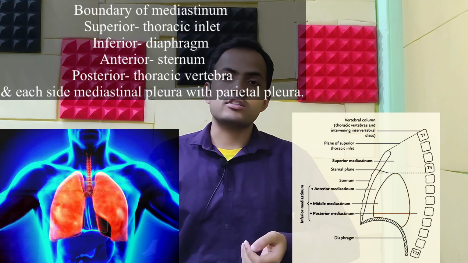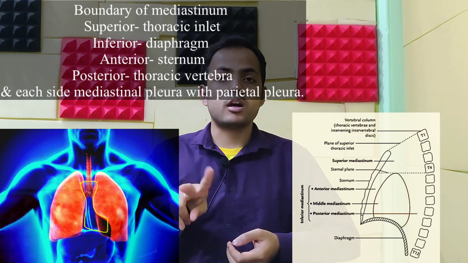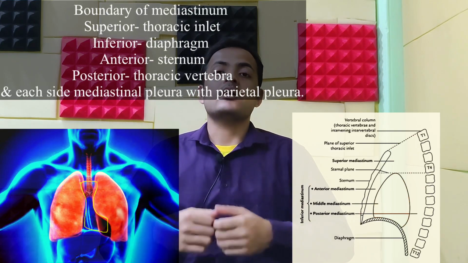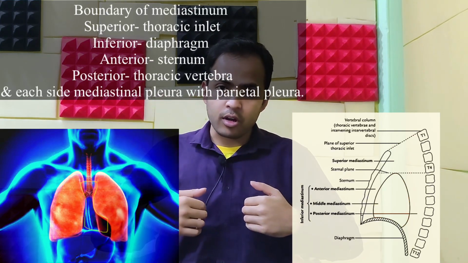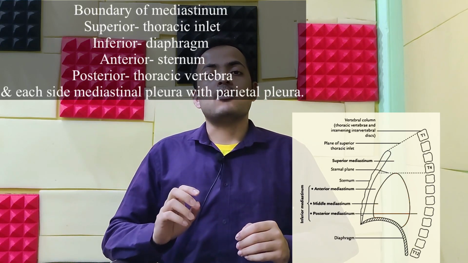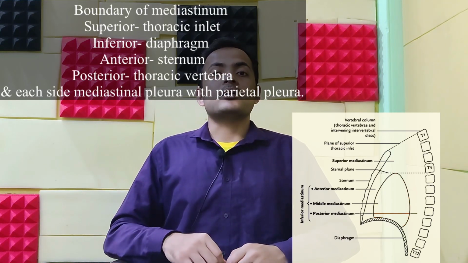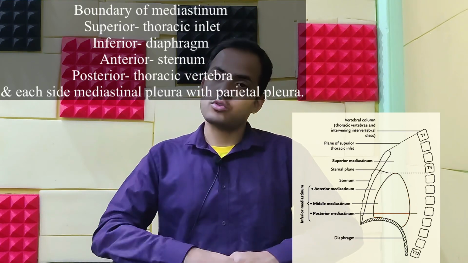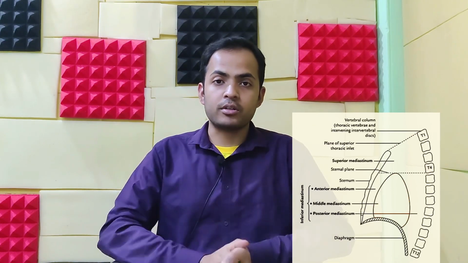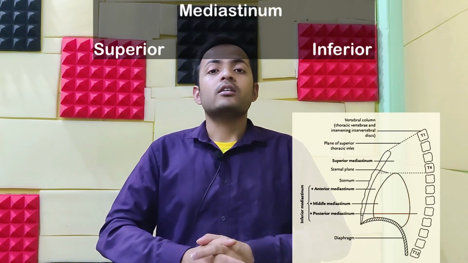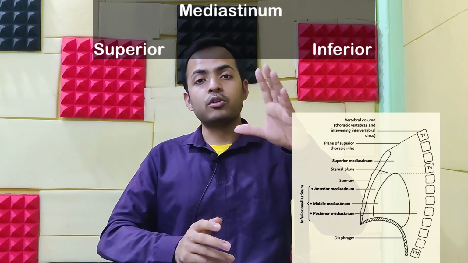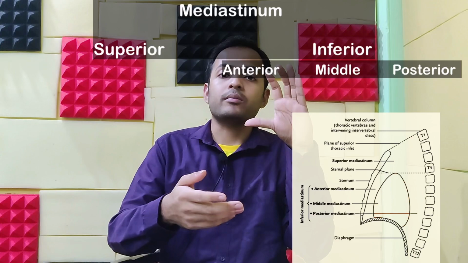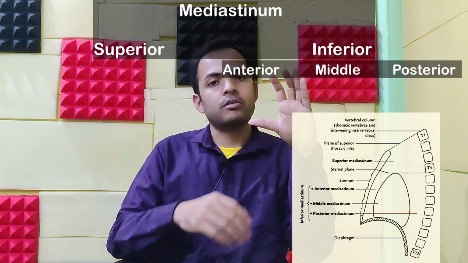Which part? The lung has two pleura, visceral and parietal. Parietal is outside, so you're going to find the parietal pleura of each lung along with the mediastinal pleura. I will talk about this now. Anteriorly it is bounded by the sternum, and posteriorly by the vertebral column, as you can see in this photo. So this is the overall basic boundary, and it has two parts: the superior part and the inferior part. The inferior part is divided into three subparts: anterior, middle, and posterior.